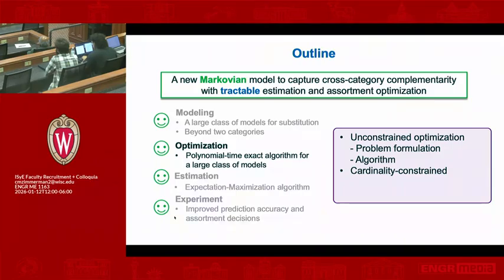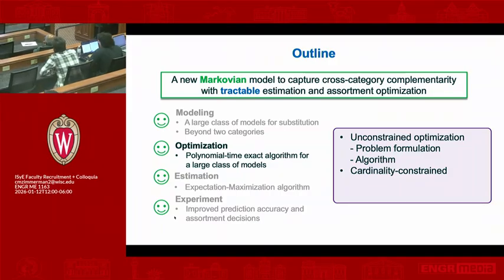Yeah, now we have the model. I'm going to talk about the optimization. Here I will focus on the polynomial time for unconstrained optimization, and would be happy to talk about the cardinality constraint setting if I have time or offline.